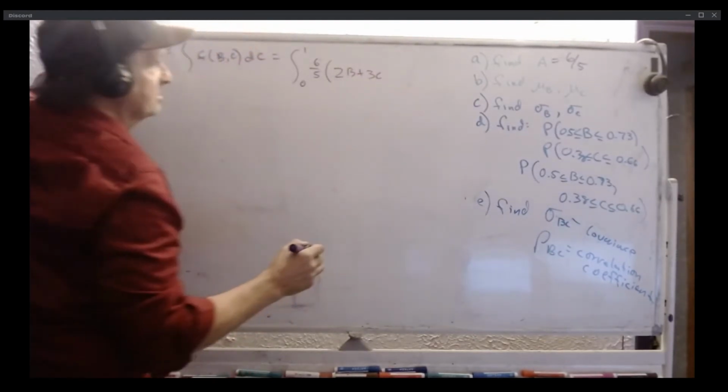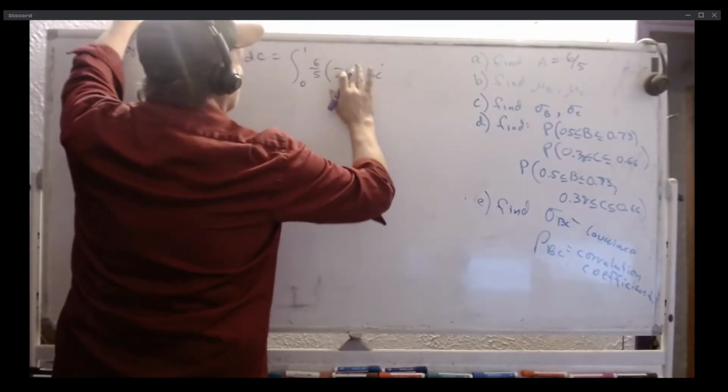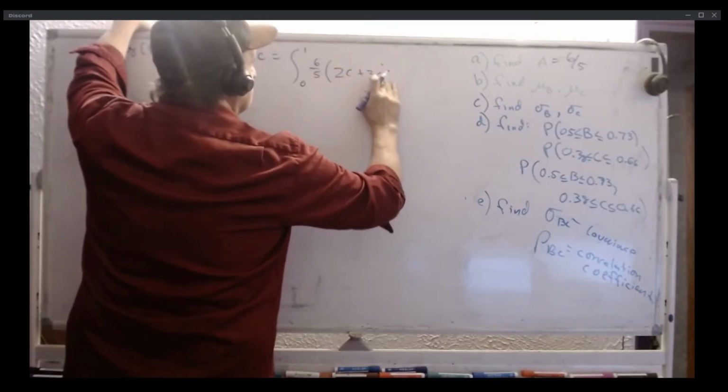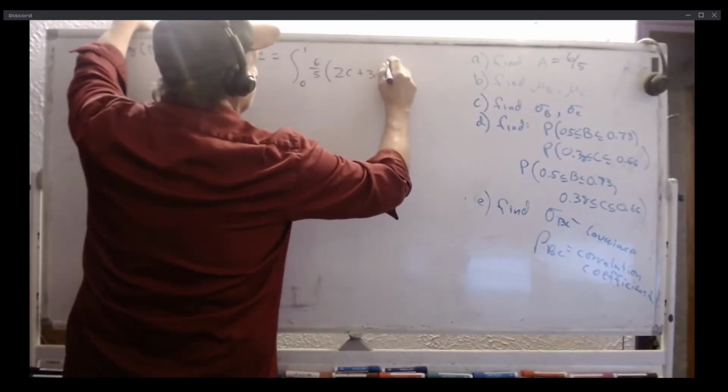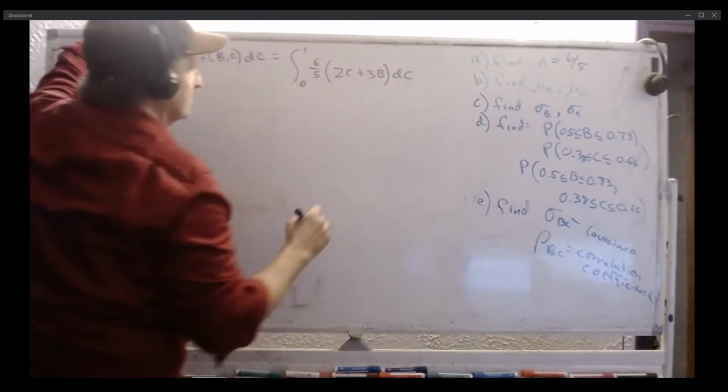Yes, it is 2c plus 3b. Oh, I screwed that up. Yeah, it's the other way around. 3b, right? Correct. Okay.